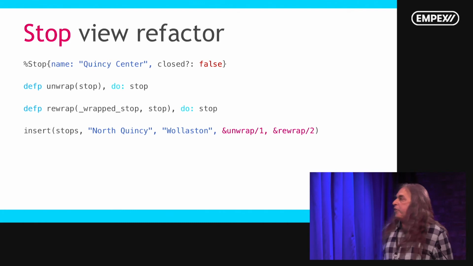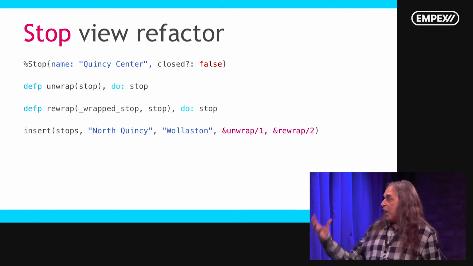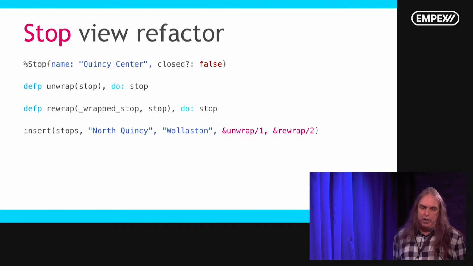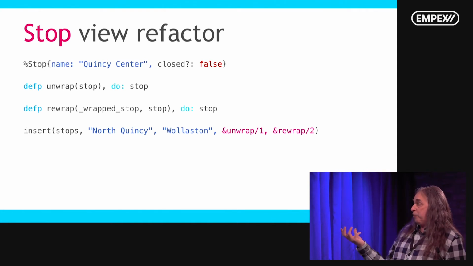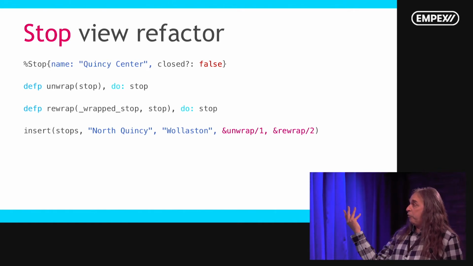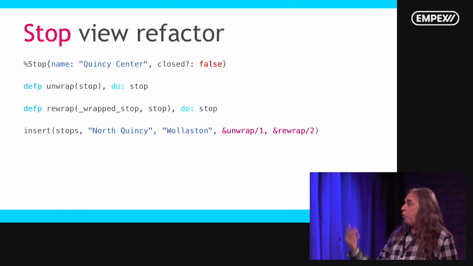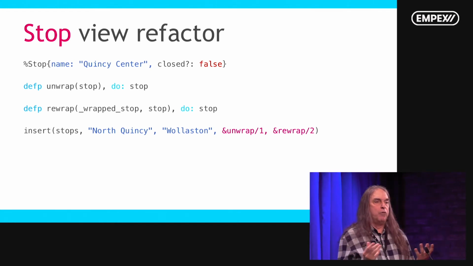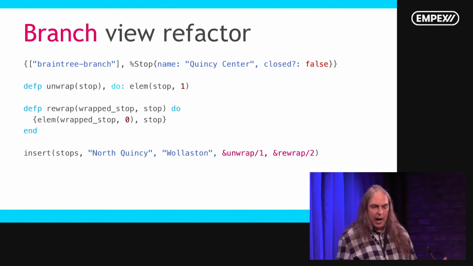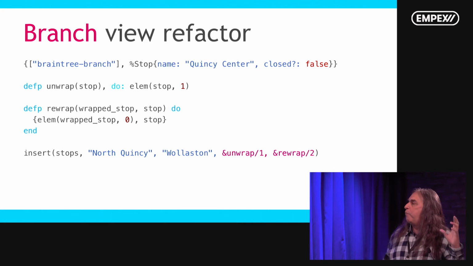So first case was that simple stop view where the stop was just that basic structure. In this case, the unwrap and rewrap functions are really trivial. In case the stop, we just return the stop, and the rewrap will return the stop as well, because that's just like the identity case. And when we call insert, we call it the exact same way, and it just works. So we check that one off. That worked really well. We're able to take that new function we wrote, which takes functions in, and reuse it. And now we'll dive into the slightly more complex example.